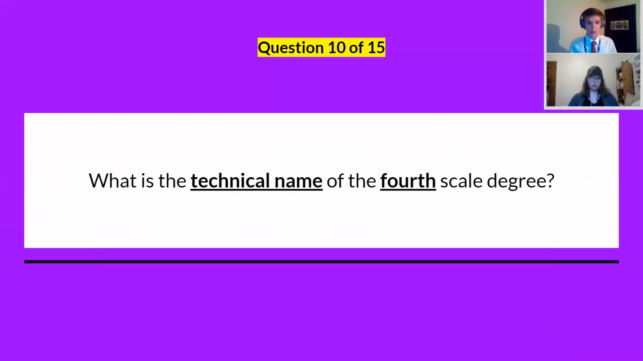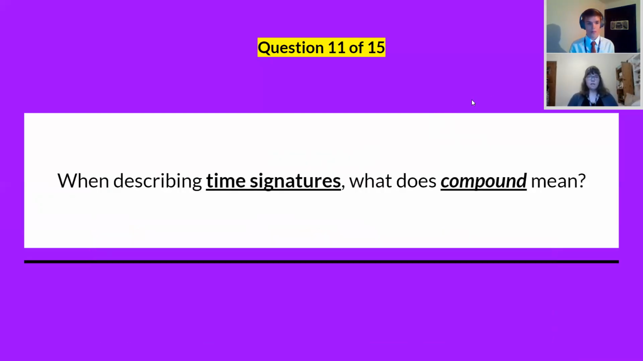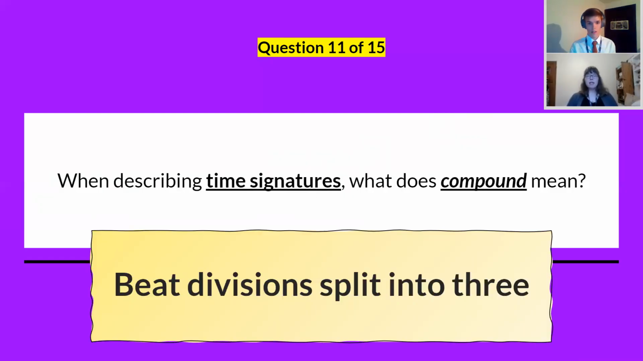Question number 10, what is the technical name of the 4th scale degree? It is the subdominant because it's 1 immediately below the dominant, which is number 5. Question 11, when describing time signatures, what does compound mean? It means that the beats are split into 3, so often they are dotted crotchets, like 6/8 and 9/8. We have dotted crotchets, which can be split into 3 separate quavers.